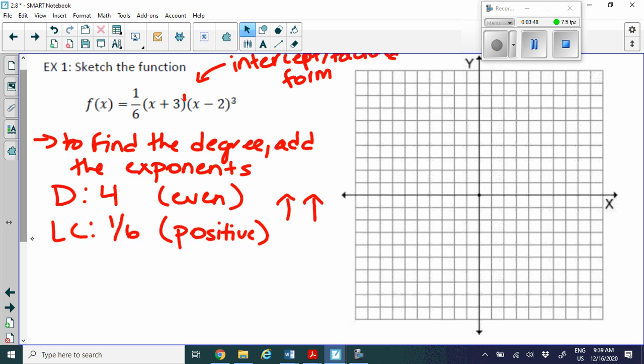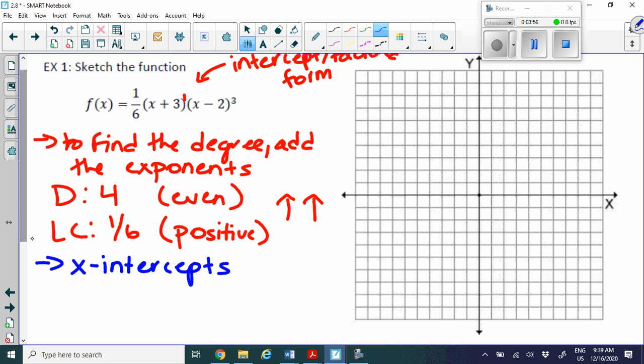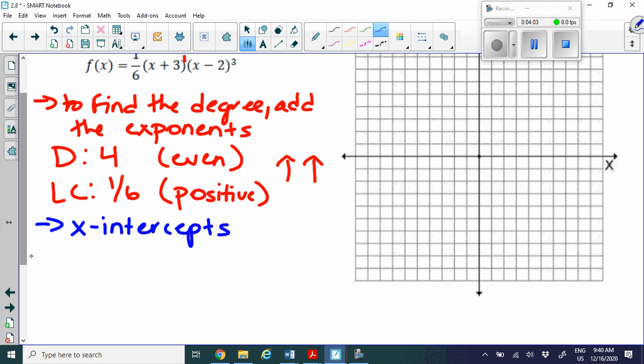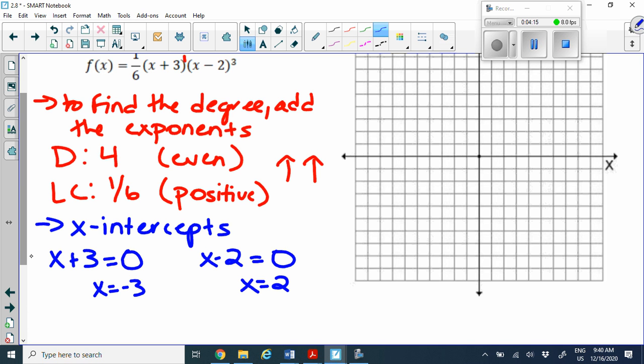Now, from there, let's talk about our x-intercepts. So remember, to figure out the x-intercepts, we take our parentheses, the factors, and we set them equal to 0. So I'm going to take my x plus 3 and set that equal to 0, and my x minus 2 and set that equal to 0. Now I solve for x, so I get x equals -3 and x equals 2.